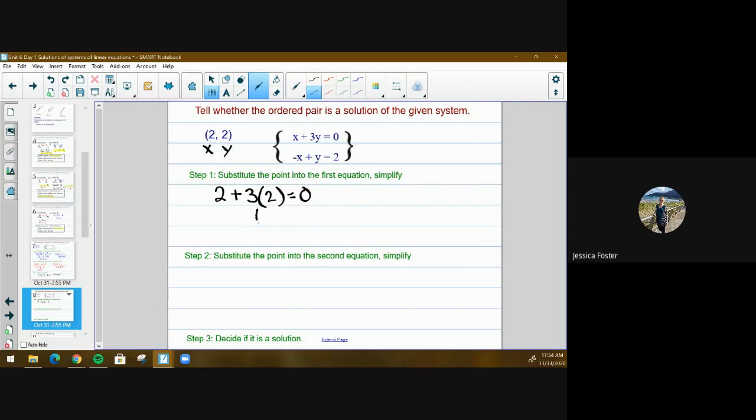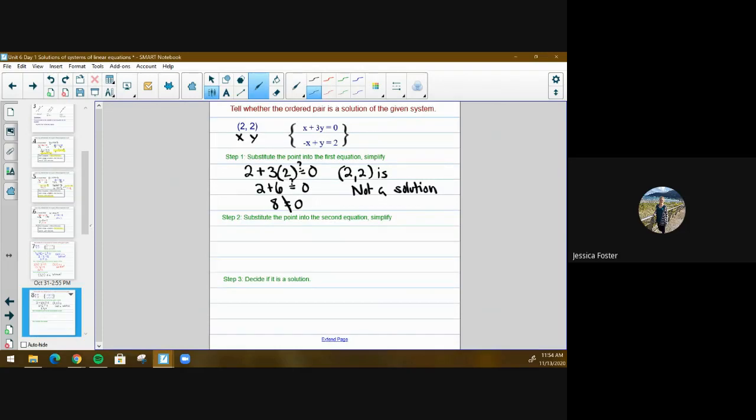3 times 2 is 6. 2 plus 6 equals 8. Well, 8 is not equal to 0, so (2, 2) is not a solution. And I don't even have to check the second equation, because if (2, 2) is not a solution for one of them, then I can say that (2, 2) is not a solution for the system.